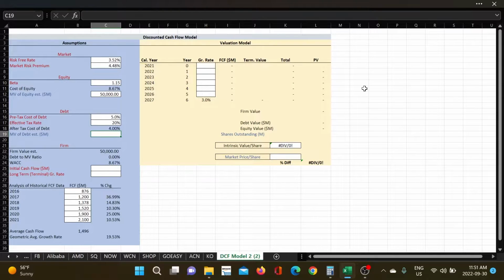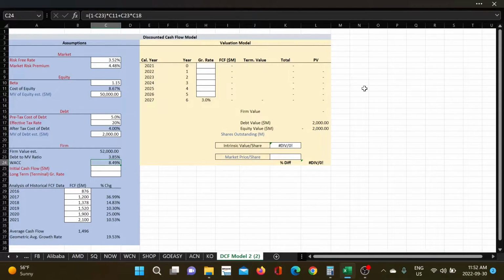So for this value, I like to use total debt. Some people might use net debt, some people might use current liabilities or total liabilities, but I just like to use the total debt value, and that can be found on TradingView financials pretty easily. So let's say it's at 2 billion. So we get a firm value, which is simply just the market cap plus the debt. We get a debt to market value ratio, and we get the all-important weighted average cost of capital.